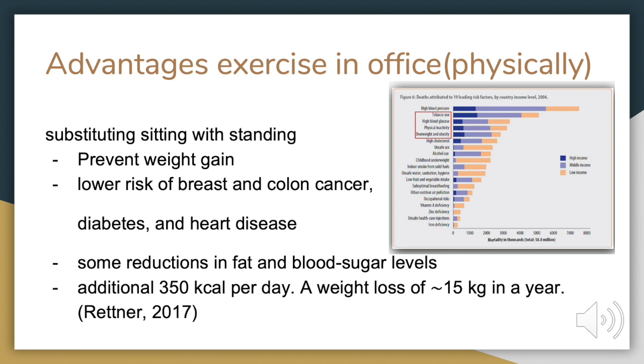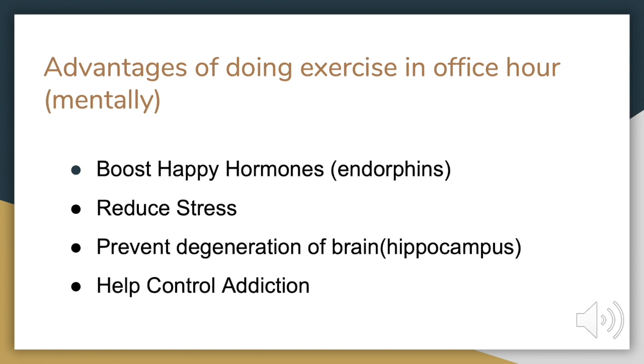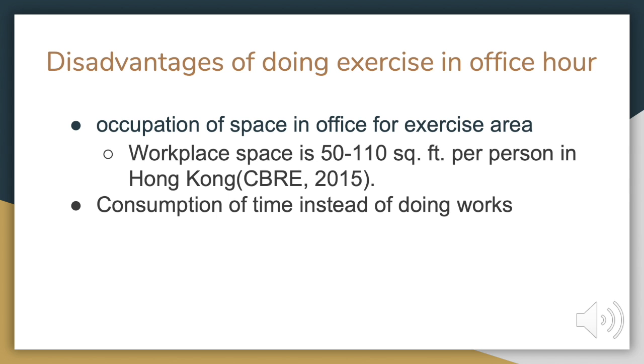As we see, exercise in the office can help workers to achieve physical health, as we can prevent 4 risk factors of death. Mentally, exercise in the office can boost happy hormones, endorphins, reduce stress, prevent degeneration of the brain, hippocampus, and help control addiction. However, there are some disadvantages of doing exercise in the office, such as occupational space in the office for an exercise area. This problem is essential in Hong Kong.